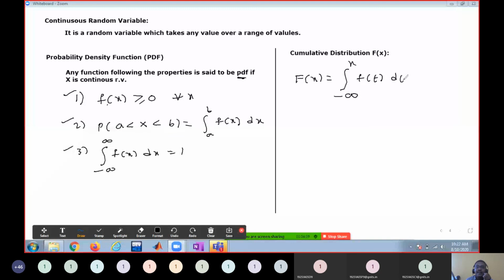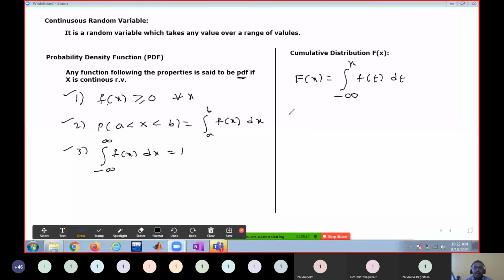Always remember that the integrand variable and the upper limit should not be the same symbol. Most people make this mistake. In most books also it is written like this, which is absolutely a wrong notation. F of x equal to the integral from minus infinity to x of f of x dx is meaningless. Whatever symbol you use in the limits, you should not use the same symbol inside. Okay, so this is the definition of the cumulative distribution function.